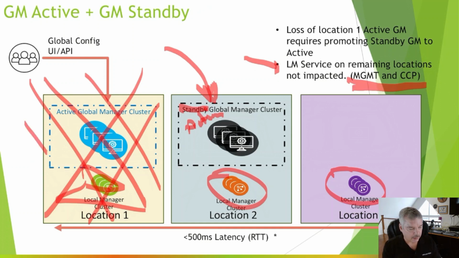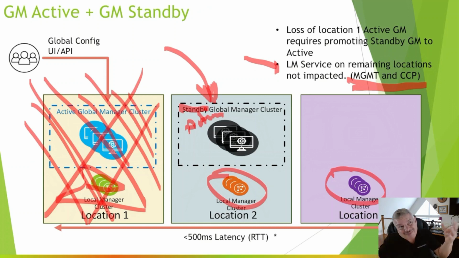So even though we lost location 1, which happened to have our active global manager cluster, that's okay. The control plane still functions on the surviving locations, and within a few minutes or so, depending on your environment, we can just click a button and promote my standby global manager to an active global manager.